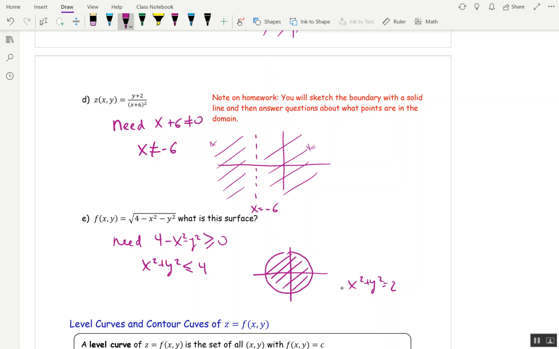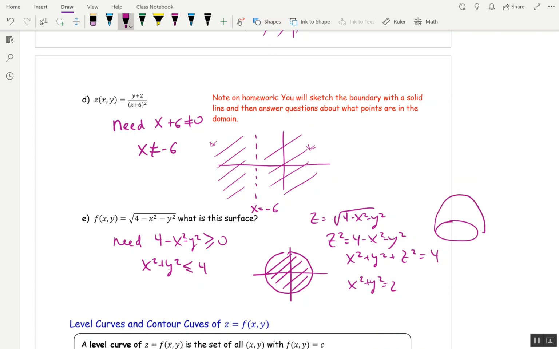And what is that surface? If you write it as z equals the square root of 4 minus x squared minus y squared, and then square both sides, z squared equals 4 minus x squared minus y squared, and then move the x squared and the y squared over, you see that it's a sphere of radius 2. So the whole thing is a sphere of radius 2, but since we're taking the positive square root, we're only getting the top of the sphere, like that. That's not my best drawing, is it?